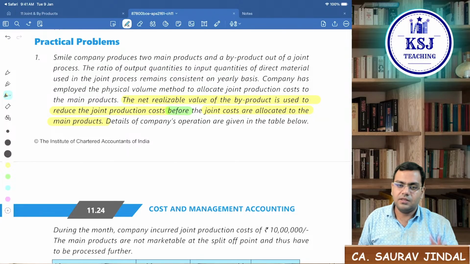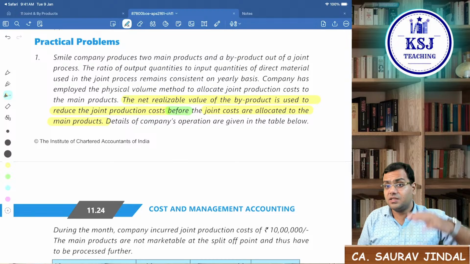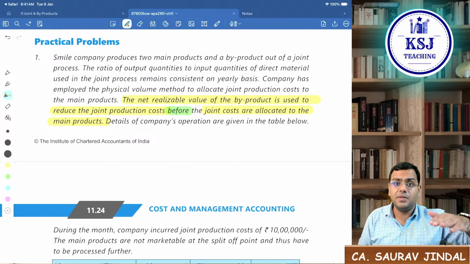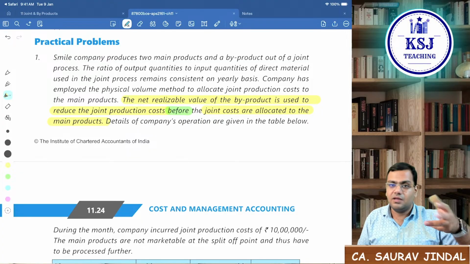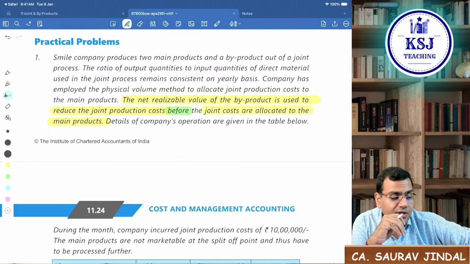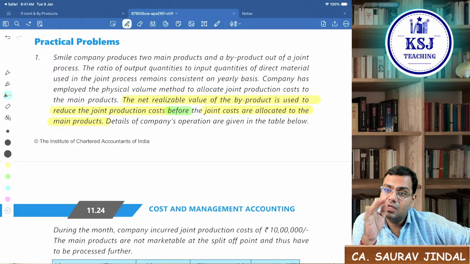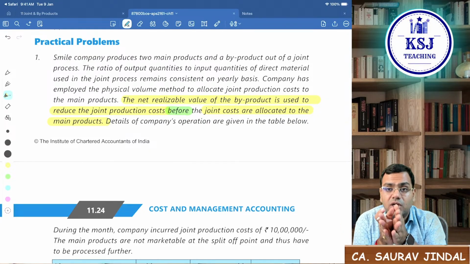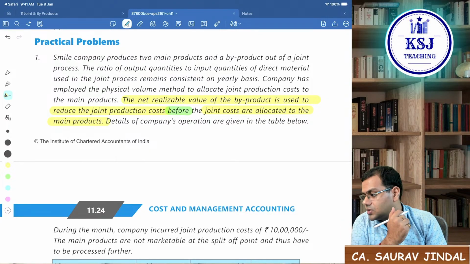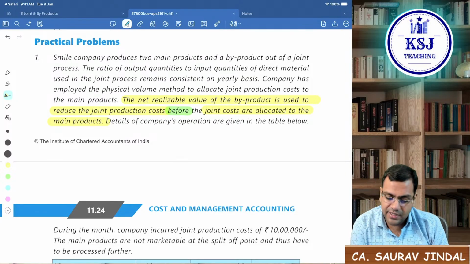This is another important thing that they are doing. Whatever is the joint cost, first they will specifically mention that from that joint cost, reduce the cost of the byproduct. For that, they have mentioned NRV. Most of the cases they will mention NRV, that calculate the NRV of the byproduct, reduce it from the joint cost. The remaining joint cost is to be distributed among the other products. Clear? So this is one type that they can ask.